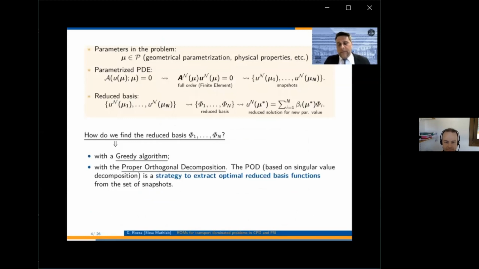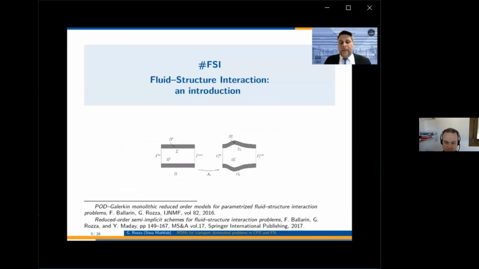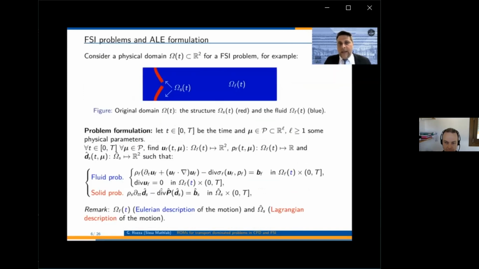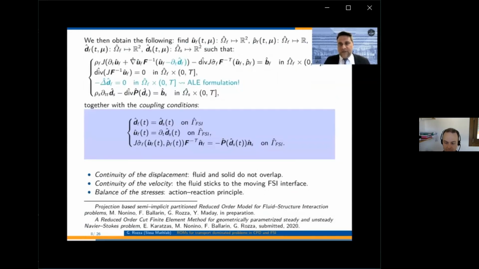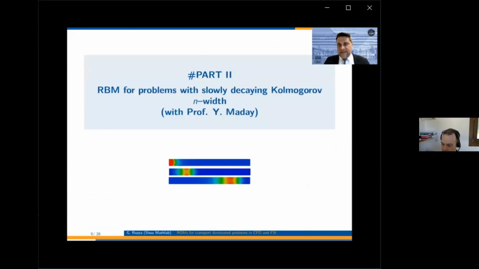The main topic of this brief introduction will be fluid structure interaction problems, and I would like to recall the ALE formulation, arbitrary Lagrangian Eulerian formulation, in order to describe time-dependent domains for fluids in blue and for structure in red. So the correction on the Navier-Stokes equation, as you can see here, guarantees the continuity of the geometry, the continuity of the velocity, and the balance of the stresses between pressure and structural part.